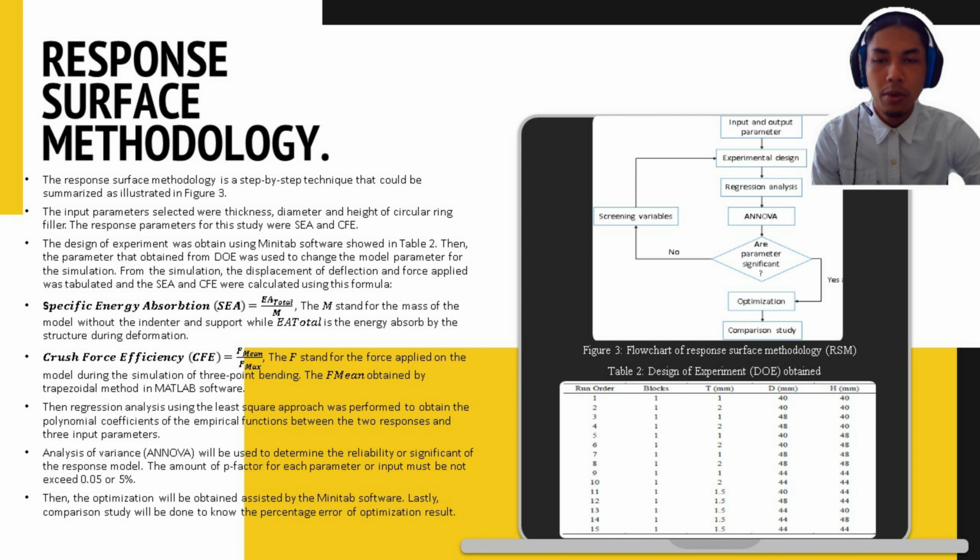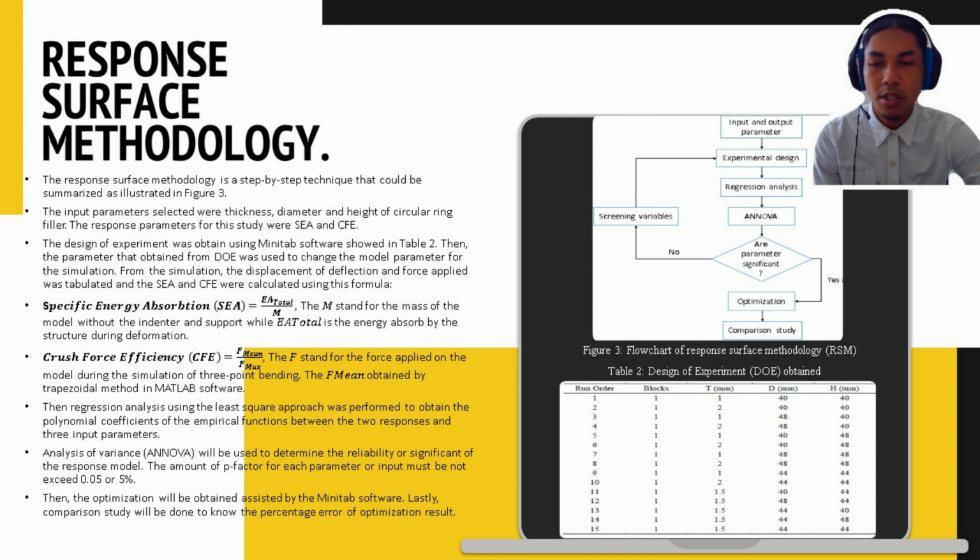The design of experiment DOE was obtained using Minitab software shown in Table 2. Then the parameter that obtained from the DOE was used to adjust the model parameter for the simulation. From the simulation, the displacement of deflection and force applied was tabulated, and the SEA and CFE were calculated using this formula. Specific energy absorption, SEA, the M stands for the mass of the model without the indenter and support, while EA total is the energy absorbed by the structure during deformation.